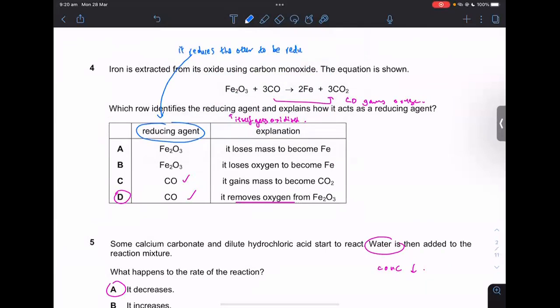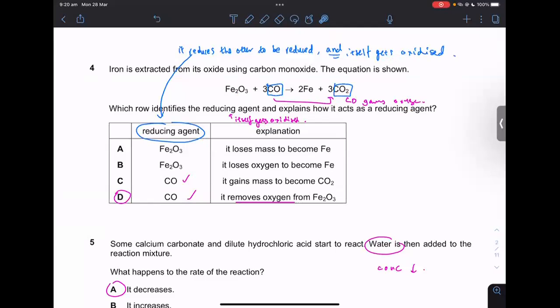But because the other substance is being reduced, what happened to itself? Itself will get oxidized. This is the definition of reducing agent. So you look for something that gets itself oxidized. This is gaining oxygen. CO has become CO2. It gains oxygen, so this has been oxidized. Itself gets oxidized because it causes this thing to lose oxygen. It causes this thing to be reduced. This is a reducing agent.